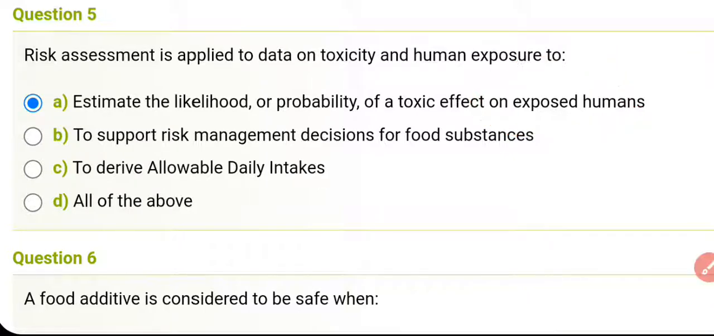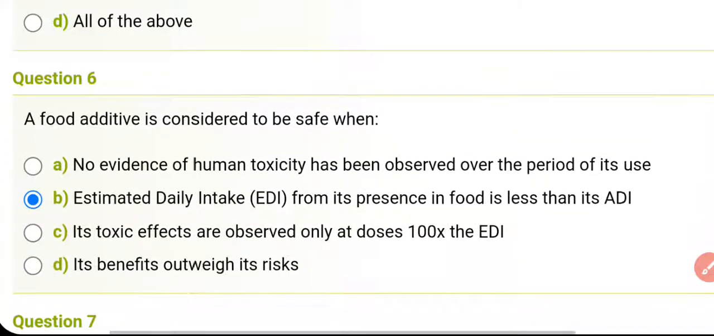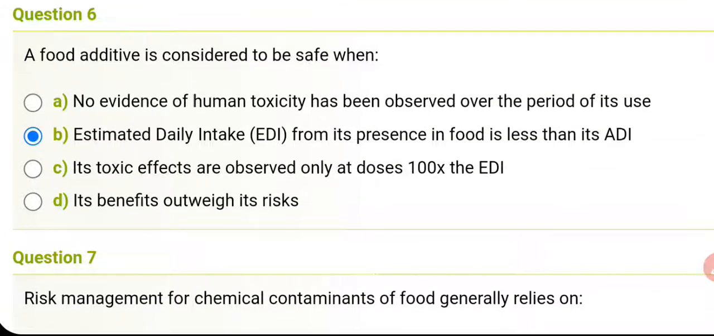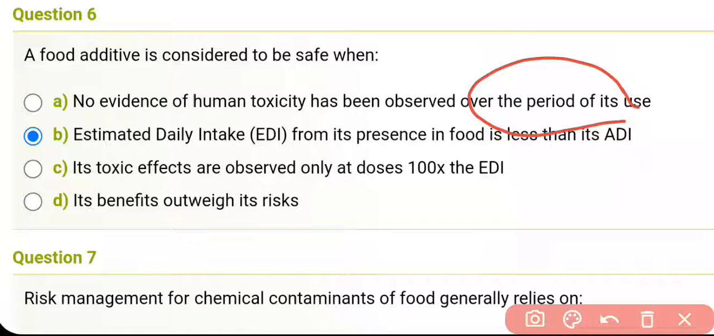Then next question. A food additive is considered to be safe when estimated daily intake from its presence in food is less than ADI. ADI means what?